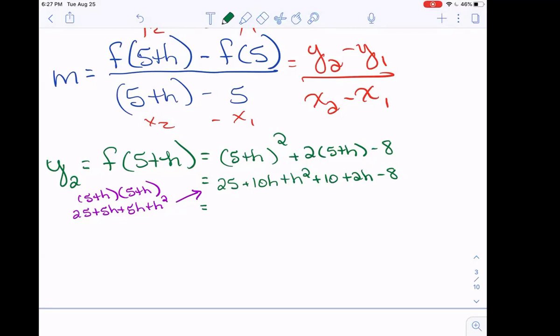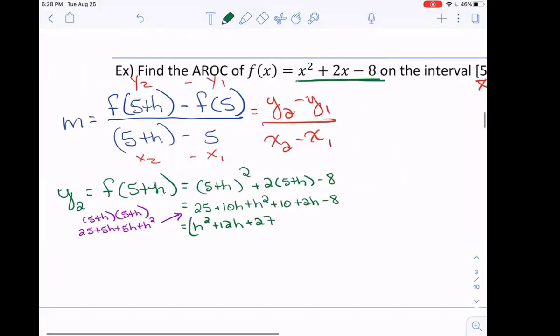And then let's clean it up, right? It's a quadratic. Let's put it in proper format. We get h squared plus 12h. Let's see, 10 minus 8 is 2, so we get plus 27. So this entire trinomial there represents our y value at 5 plus h.